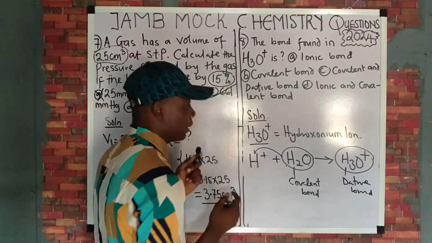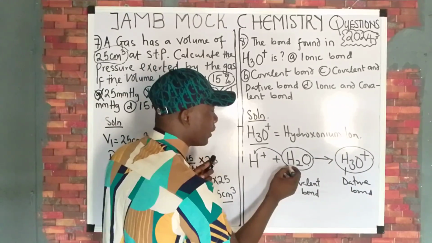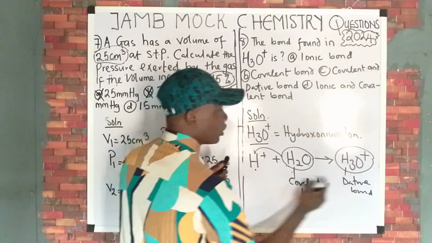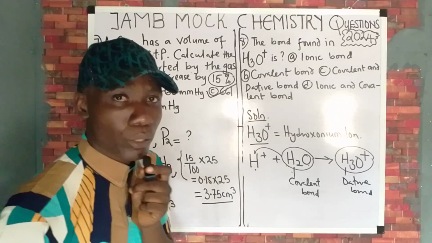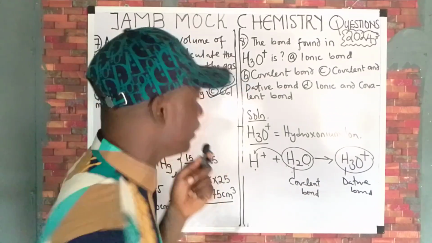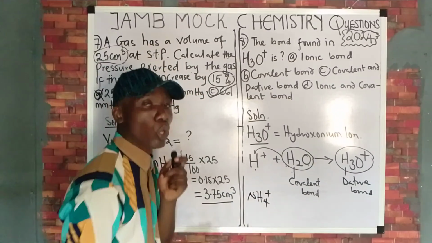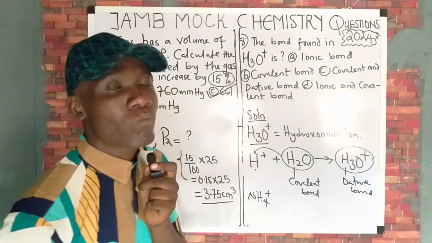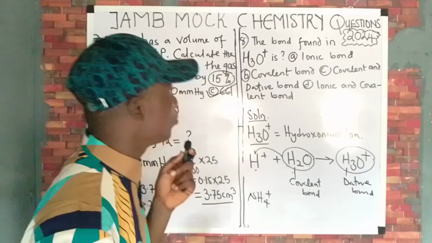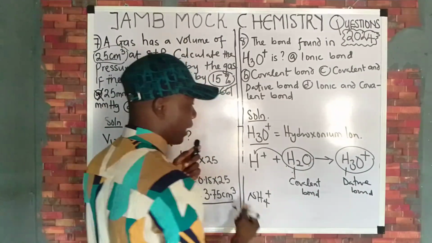So very interesting. The bond found in the water is covalent bond, but the bond that is formed between your water and hydrogen is what? Dative covalent bond. Other examples of molecules that contain dative covalent bond are your ammonium ion, and those complex ions like copper 2 tetraammine and iron 2 hexacyanoferrate. Okay, so let us go to the board and see our answer.